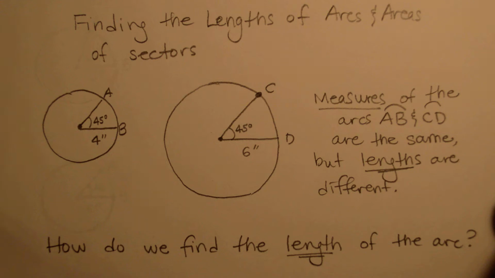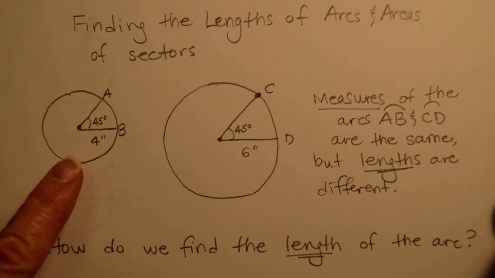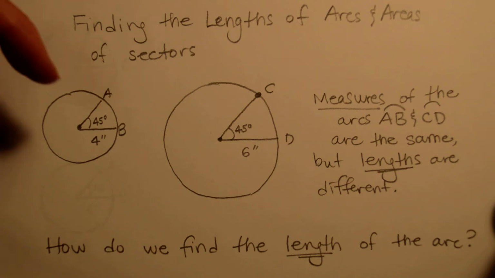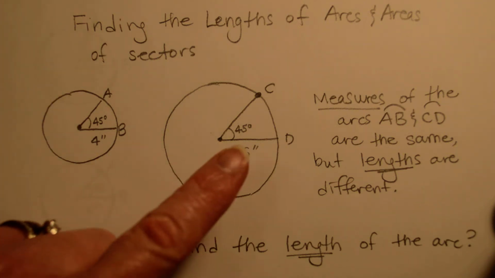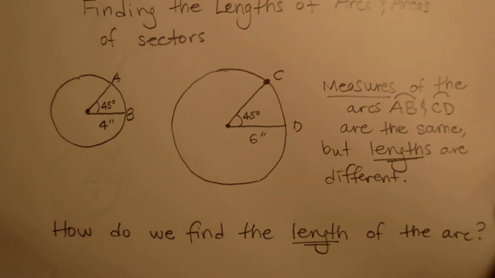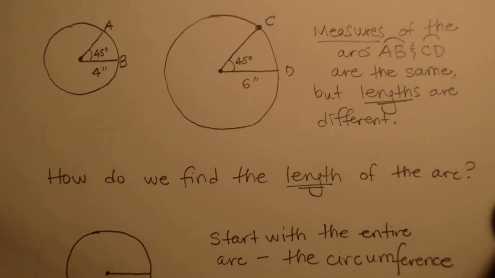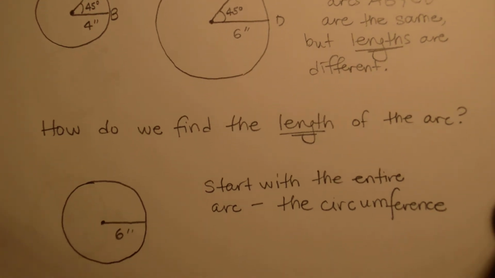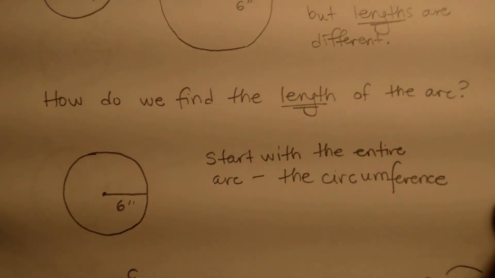But when we're talking about the length of the arc, in this circle, where we just have a smaller radius, we will have a smaller arc. In other words, its length will be shorter than the length of this arc in the circle that has a radius of 6. So we're talking about the actual physical length of it, not just the degree measure of it. All right, so then the question that we come up with is, how do we find the length of an arc? So let's just go through this bit by bit, because I think you'll find it's pretty straightforward.